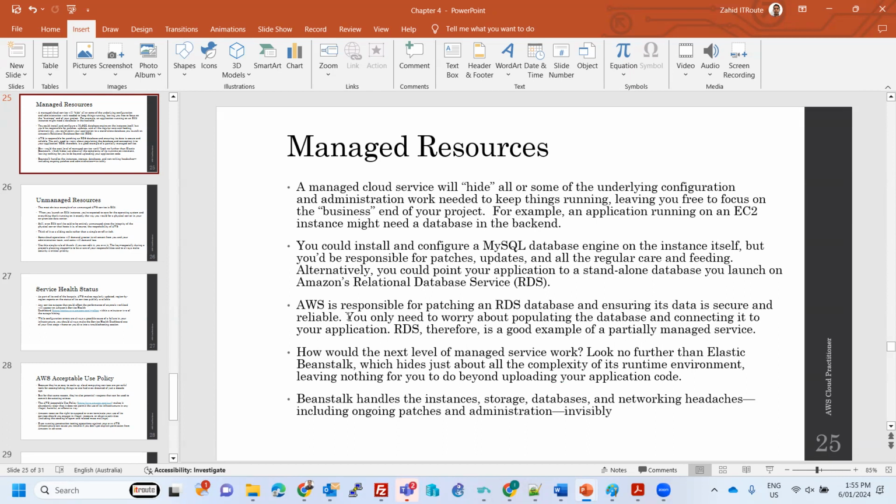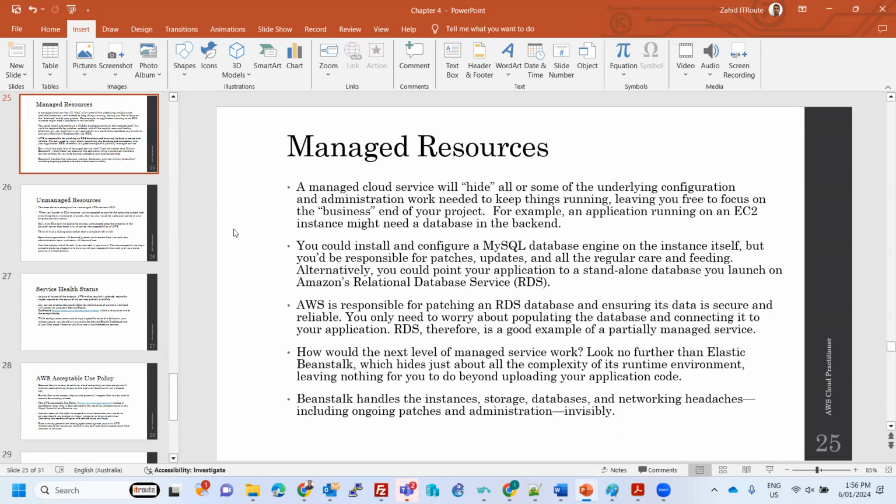So how would the next level of managed service work? Look no further than Elastic Beanstalk, which hides almost all the complexity of its runtime environment, leaving nothing for you beyond uploading your application code. Elastic Beanstalk handles instance storage, database, and network headaches, including ongoing patches and administration, invisibly. So they manage servers, database, storage, everything.